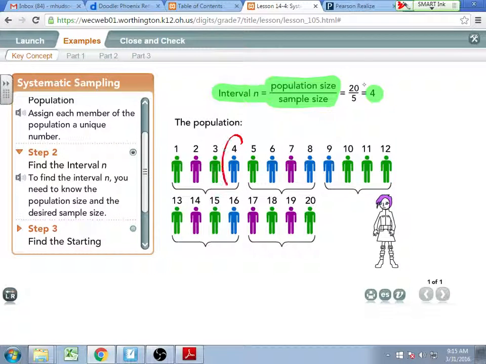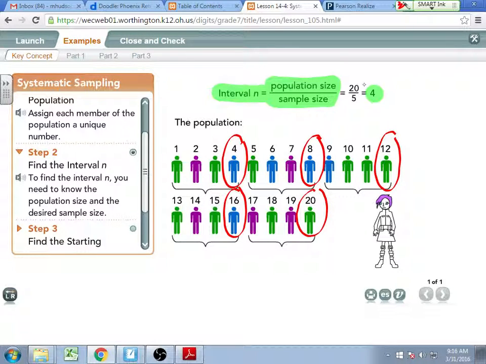1, 2, 3, 4. 1, 2, 3, 4. It's also going to end up being the multiples of 4. 4, 8, 12, 16, 20. Do we have our sample size of 5? Does our population seem to be mixed? Yeah. But it's mostly blue. We got 3 blues, 2 greens, and no purples.